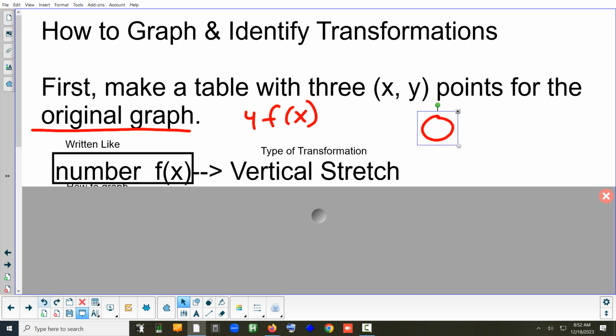So would that be a translation to take something like that and turn it into that? What do you think? No. That's not a translation. A translation just takes and moves it. It can't stretch it. So this is not a translation. It's a stretch. It stretches it out.